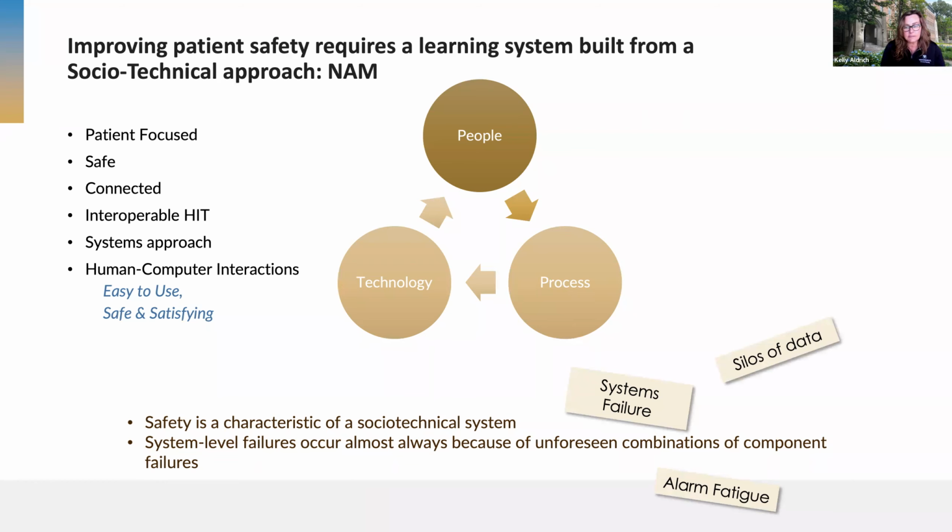Something that is a perfect example is alarm fatigue. The single notification is meant for good, but when you look at the impact of all of the environment of care through the processes, you understand the impact on people. And then we have silos of data. So we want to make sure that we're looking at patient focused, safe, connected, interoperability of HIT, systems approach, human computer interactions. What are the usability factors? Where are the human computer interaction usability components? Those are key depending on what environment you're in.